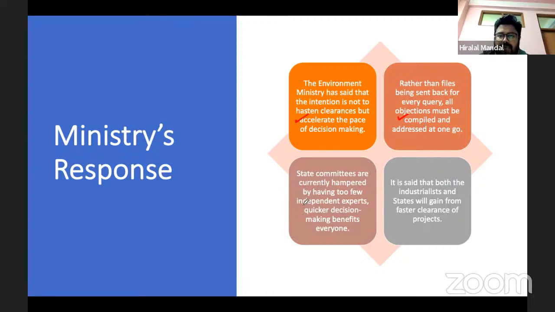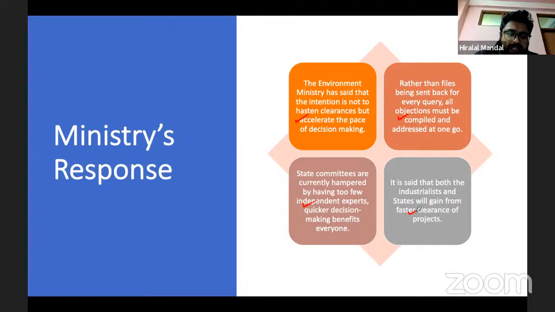At the same time, it wants the independent experts to make quick decisions, and therefore it will ensure benefits not only to the state but also to the government. And that's how the faster clearances will help the industry to move faster, and at the same time the infrastructure projects will also get a pace.